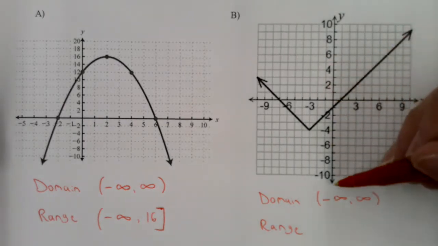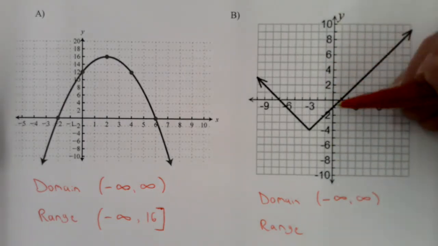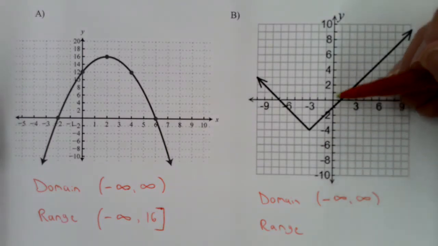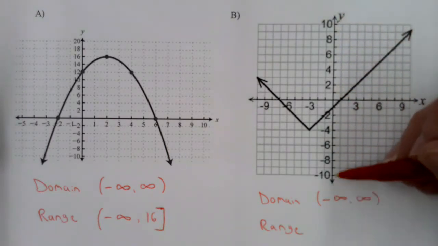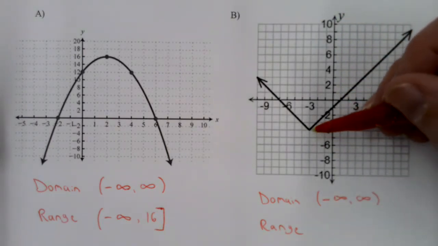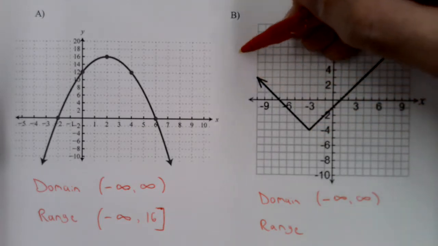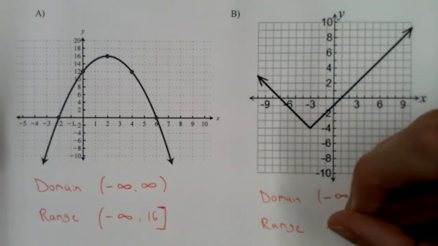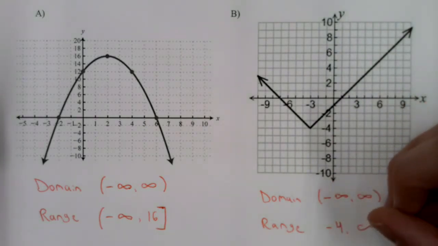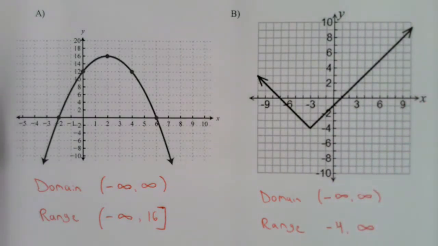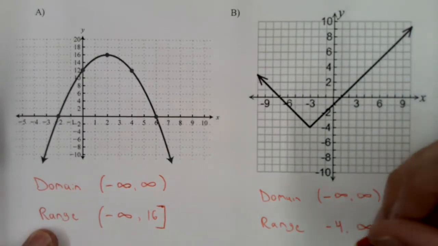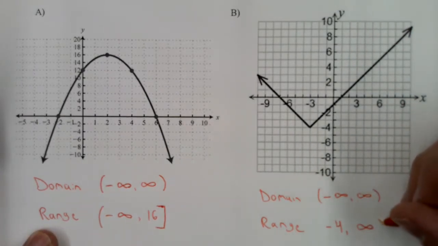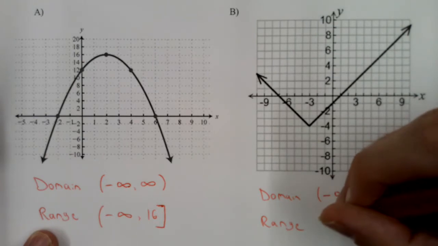The range is for the y values in this graph. What y values are covered in this graph? The y values start at -4, and it's going to keep going up forever in this direction and up forever in this direction. So the range is going to be from -4 all the way up to infinity. Always put a parenthesis next to the infinities, the negative infinities, and a -4, I'm going to put a bracket like that.